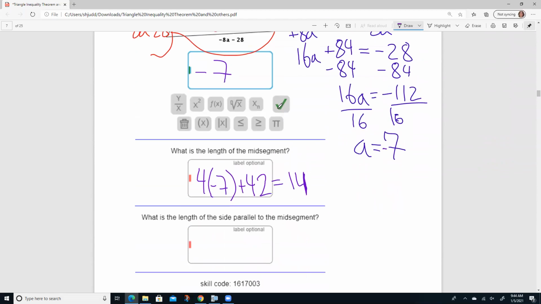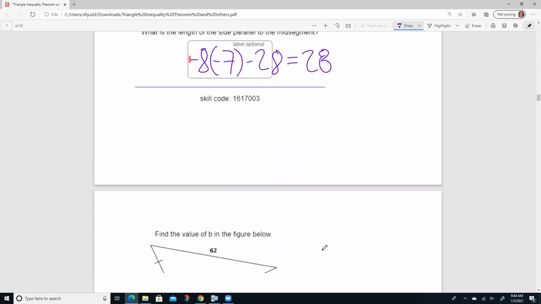What is the length of the side parallel to the mid-segment? Okay, we can do that. Negative 8 times negative 7 minus 28 equals 28. So we're just plugging that 7 in again. Another thing you could have done is thought, well, hey, if it's twice as big, we could just multiply 14 by 2, and we could have gotten 28. Both will get you the same answer.